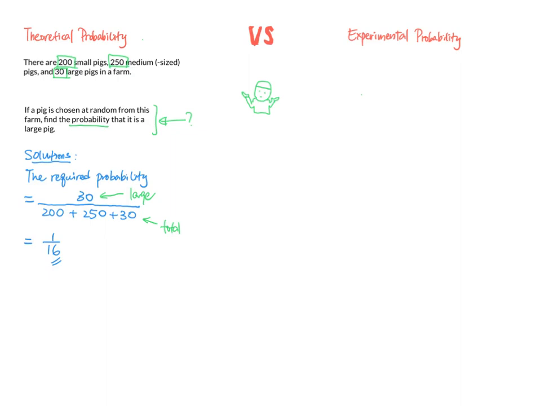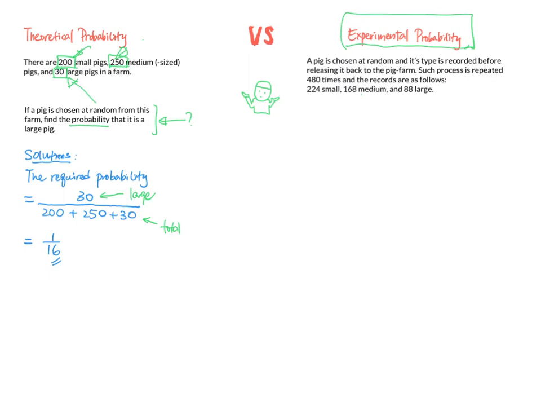So this is what we call the experimental probability. Okay, we make these numbers by ourselves. All right, so again, if we don't have the true numbers, the question will be reshaped into the following: a pig is chosen at random and its type is recorded before releasing back to the pig farm. Such process is repeated 480 times, and the records are as follows: 224 small, 168 medium, and 88 large.